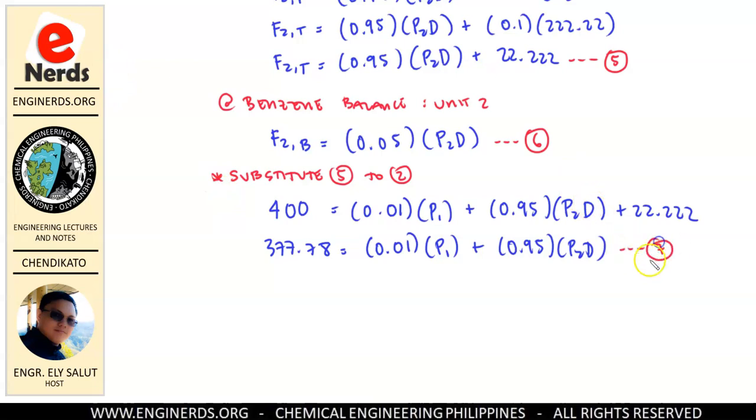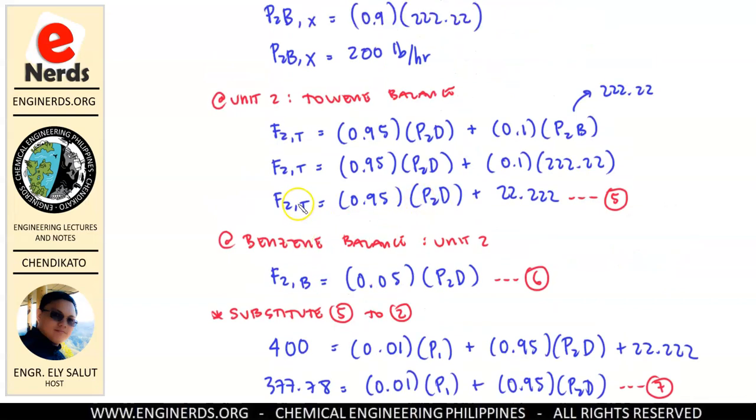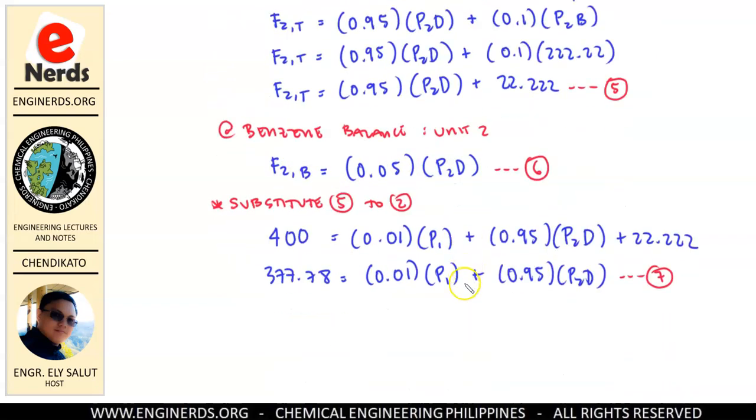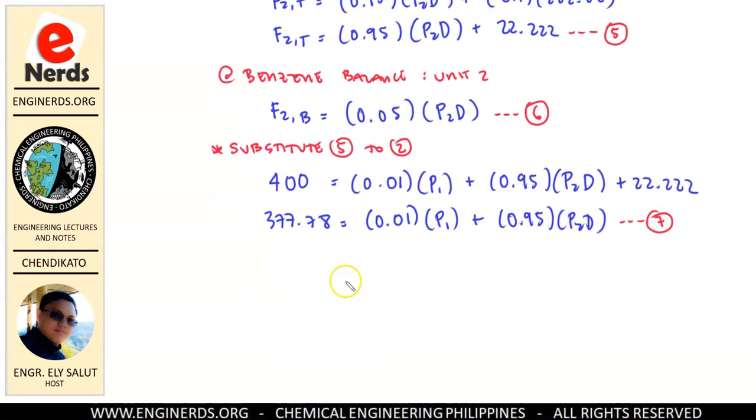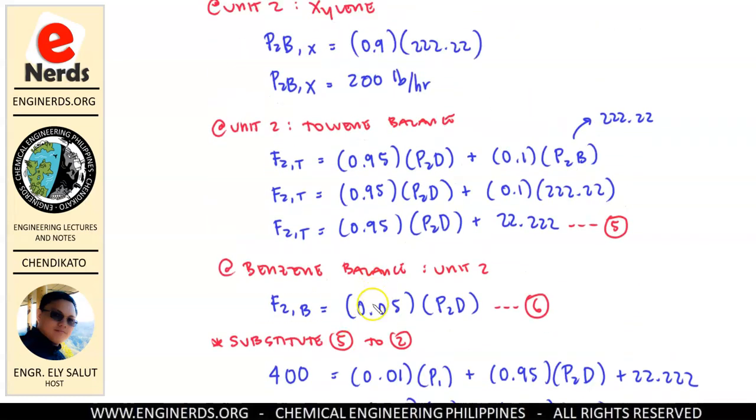Kung makikita ninyo, ang ginagawa natin, ang iniiwan natin na variable is hindi F2, no? Or components ng F2. Kasi kanina, ito puro components ng F2 yan, F2T yan. So, ang iniwan natin yung main streams natin. Para pag nakuha natin yung value ng mainstream, makukuha na natin yung ating components, no? So, we have to do the same sa equation 6 and equation 3.